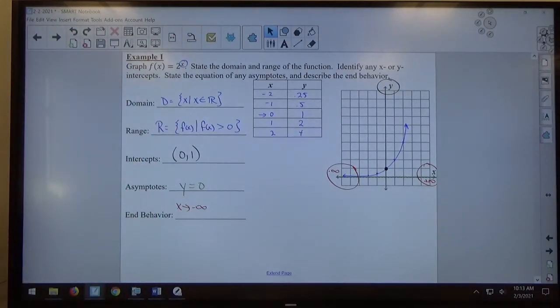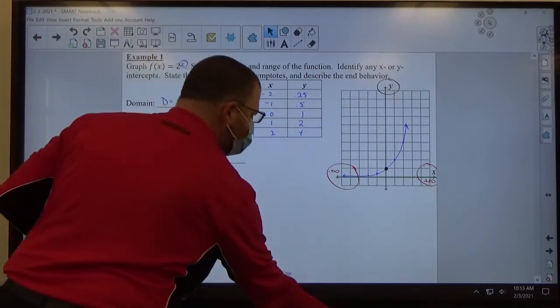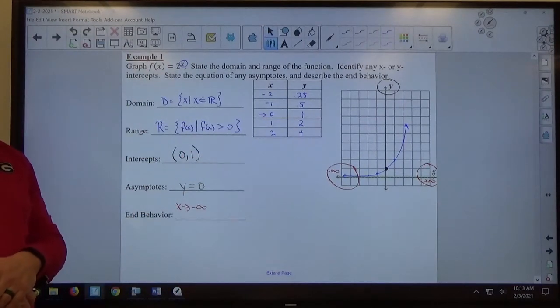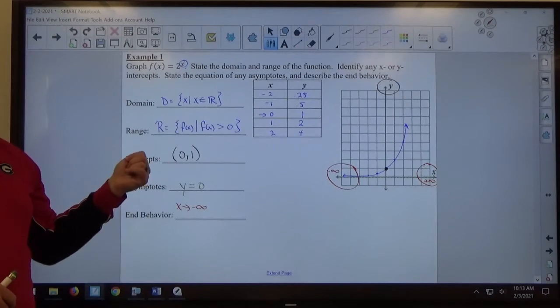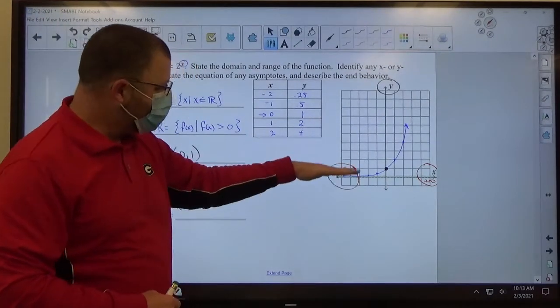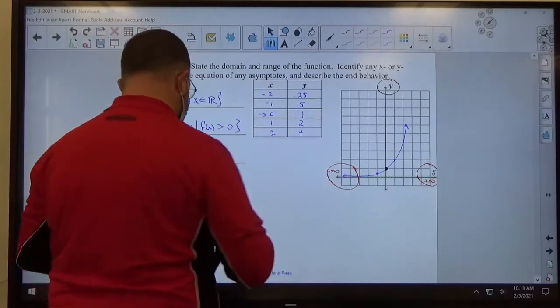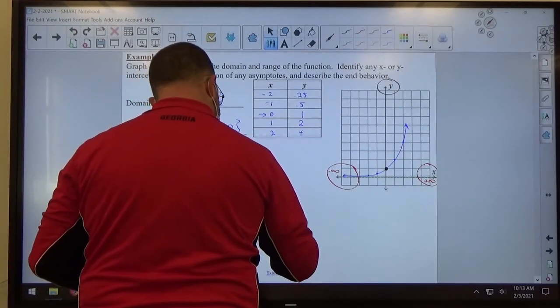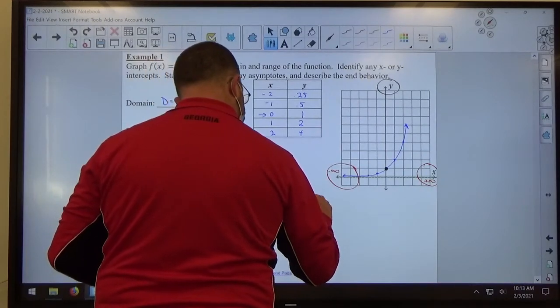So, as x is approaching negative infinity, what's happening to the graph? What's the y value getting close to? y is getting close to 0. As we go further and further this way, the graph itself is approaching a value of y equals 0. So y gets closer to 0.